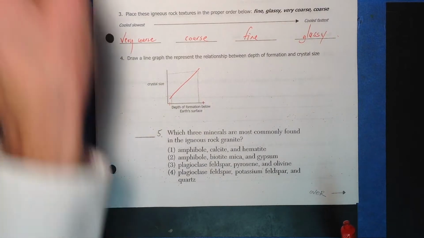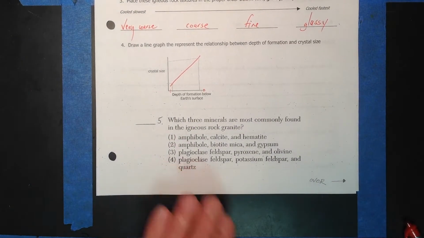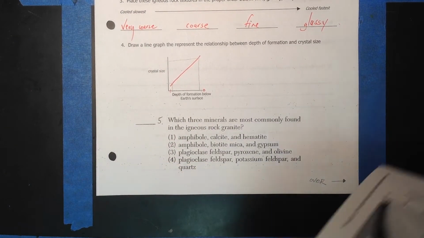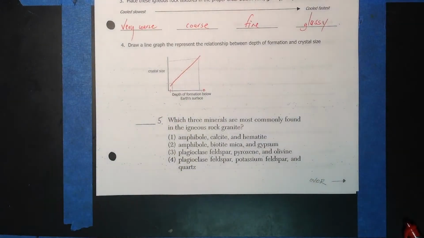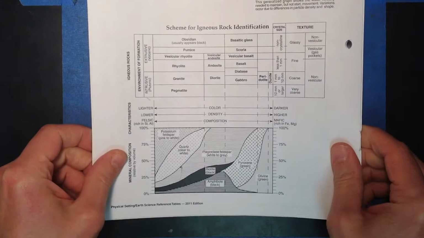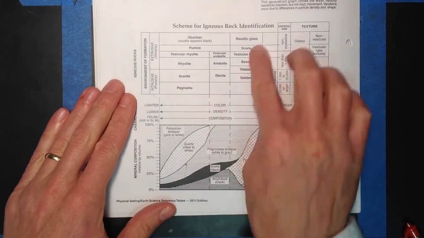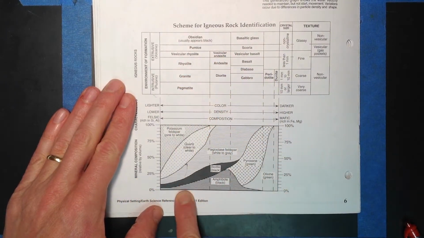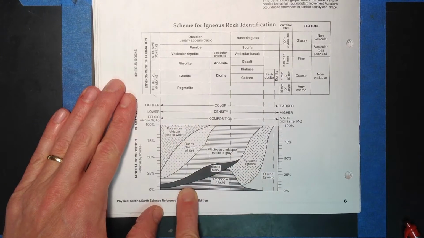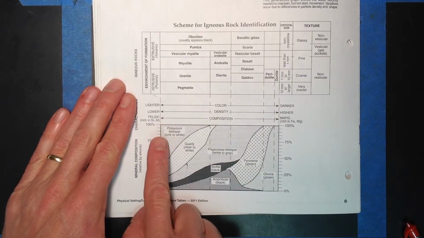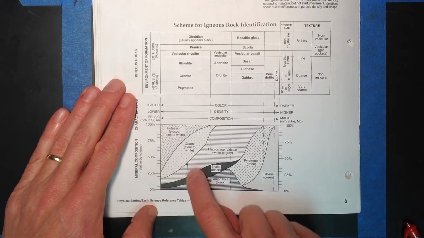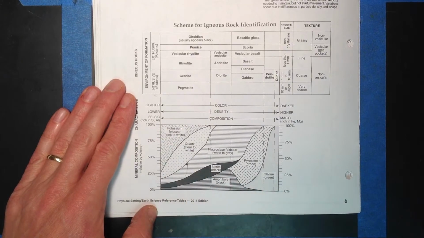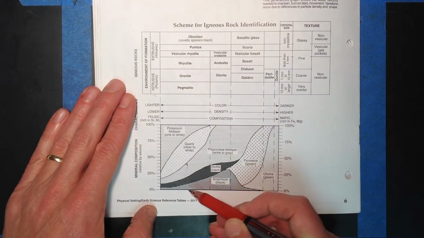5. Which 3 minerals are most commonly found in the igneous rock granite? Another one where you absolutely need your reference table. If you don't use your reference table, you're just guessing. The way you do it, the rocks are up here, and the minerals that make up the rocks are down here. Granite, you go down here, and these are the minerals that make it up. So granite has potassium feldspar in it, quartz, some plagioclase feldspar, some biotite mica, and some amphibole.